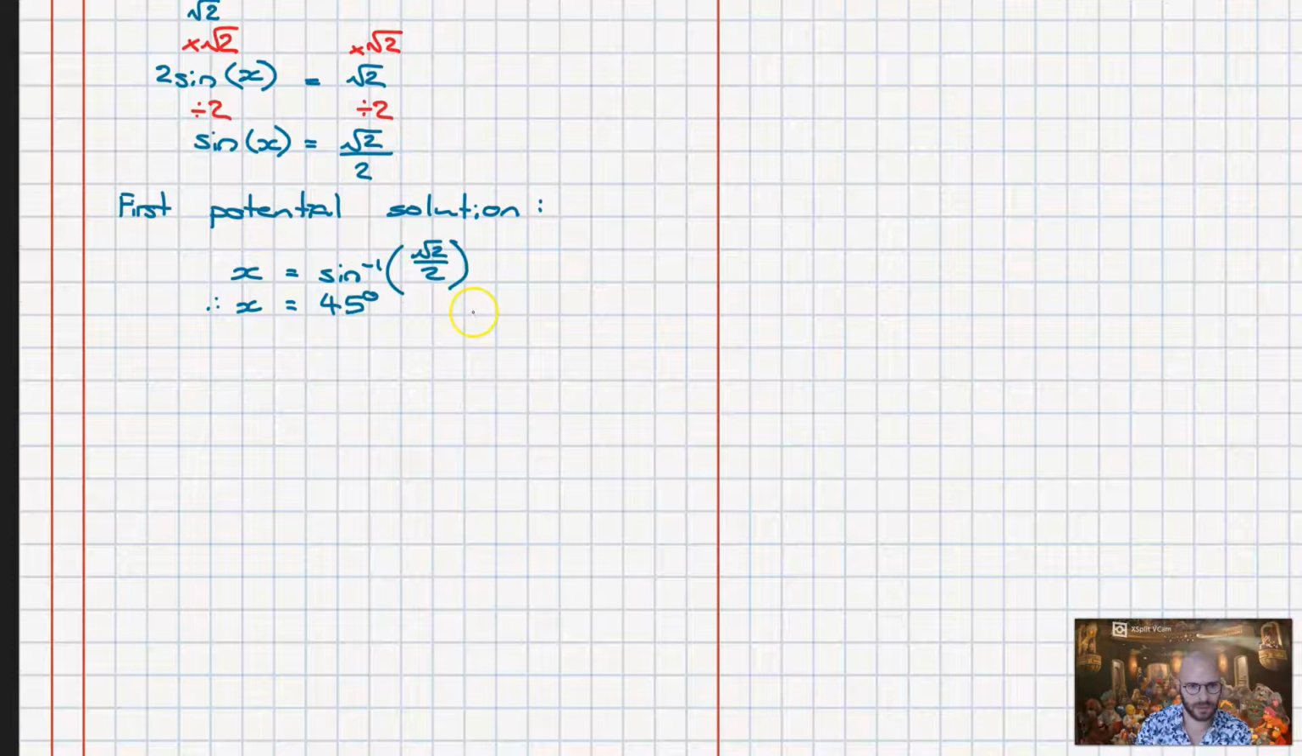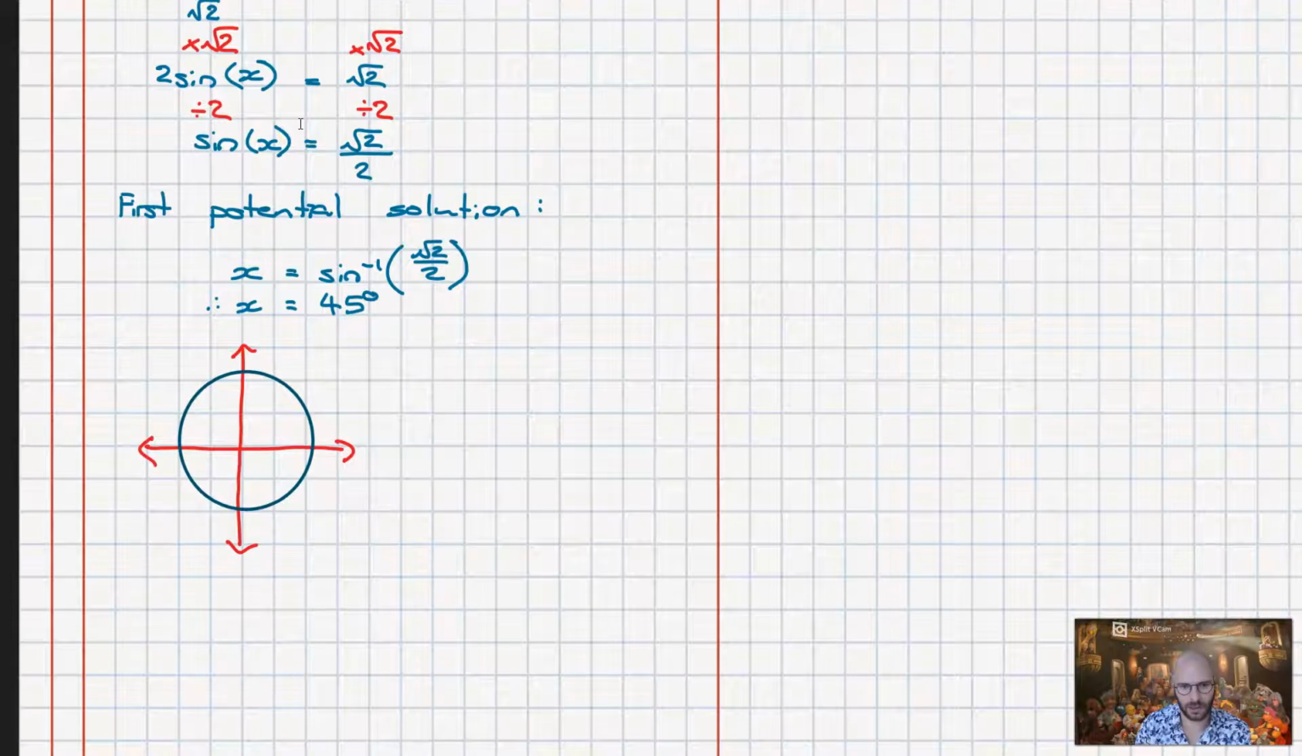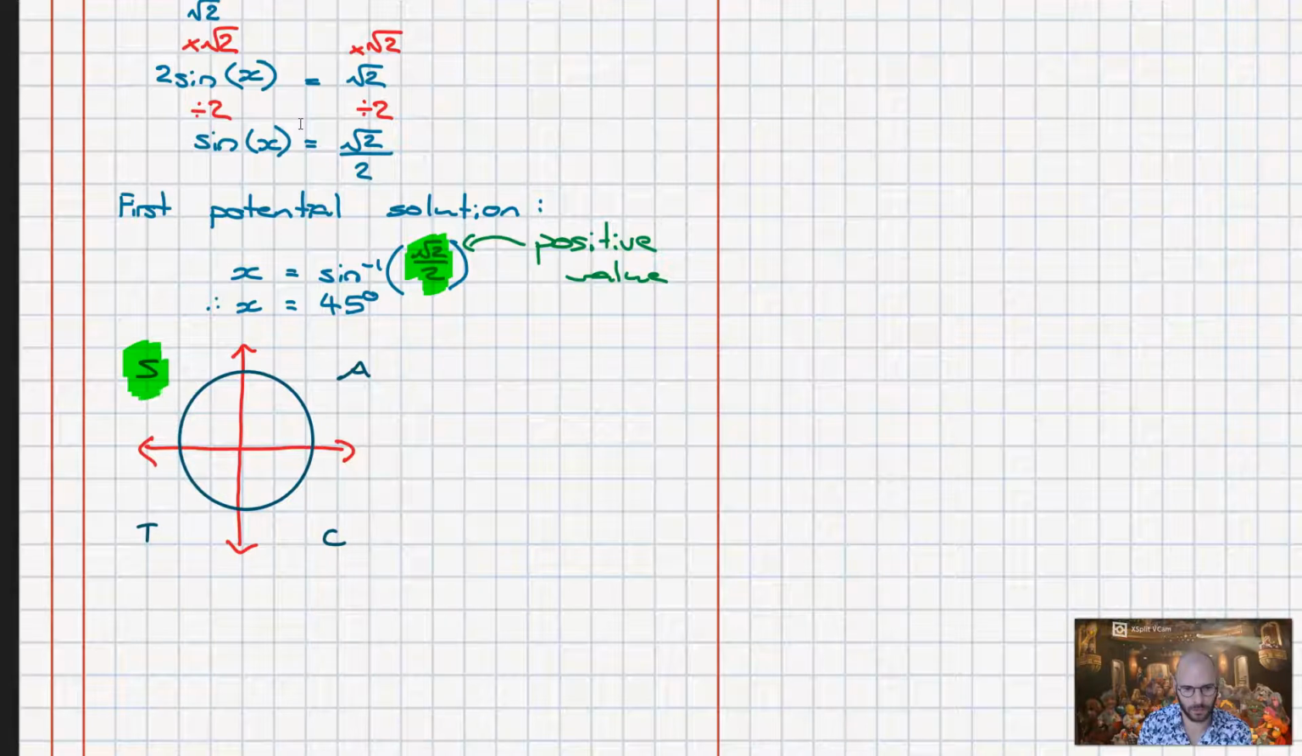Reason being is that if we refer back to our unit circle and we have a think about where we expect the inverse sine of root 2 on 2 to lie on the circle, what we find is that this is a positive value. And therefore, we need to look for where the sine function is positive on the unit circle. So we can go all stations to central. And therefore, we're expecting positive solutions in the first and the second quadrant. And thus, we're expecting answers in both the first and the second quadrant.